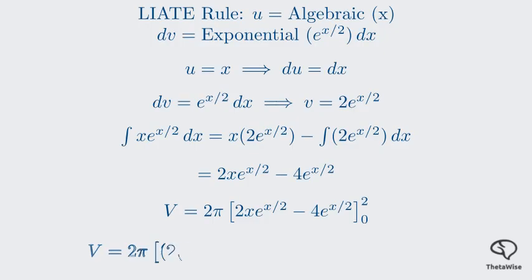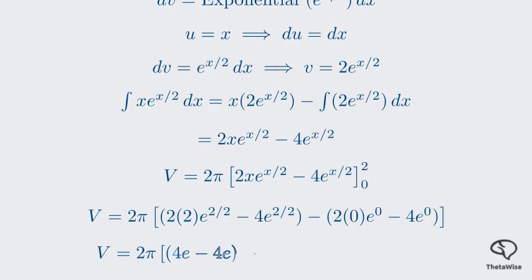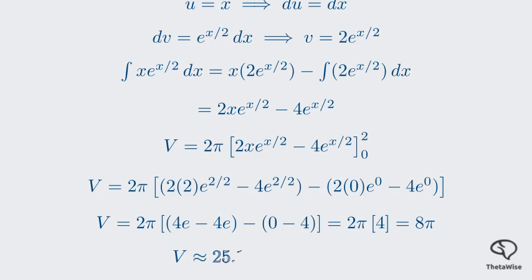V equals 2 pi times the quantity 8e minus 4e, minus negative 4e to the 0. This simplifies to 2 pi times 4e plus 4. As a decimal, the volume is approximately 25.133 cubic units. This question was a great way to practice integration by parts within the context of volumes of revolution. Always remember the LIATE rule to choose u and dv.